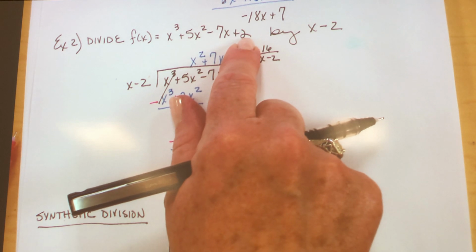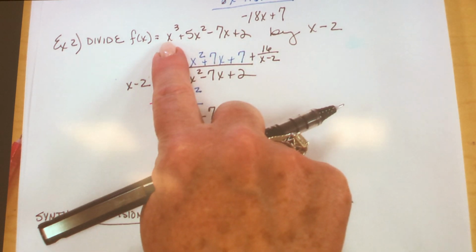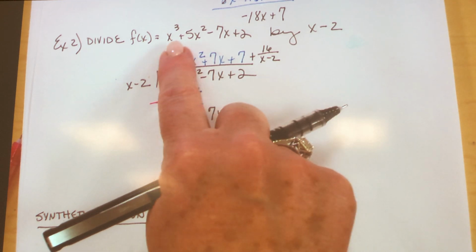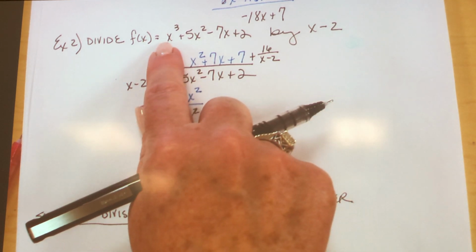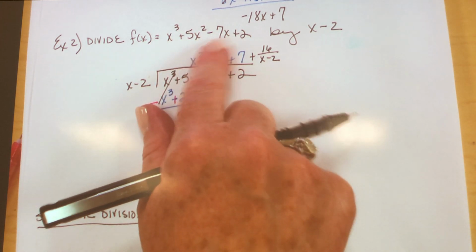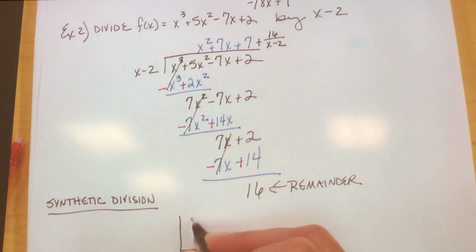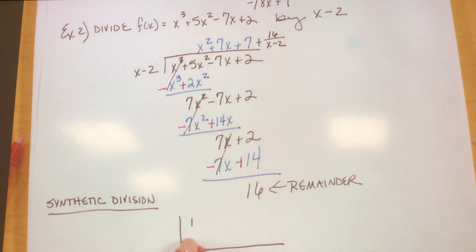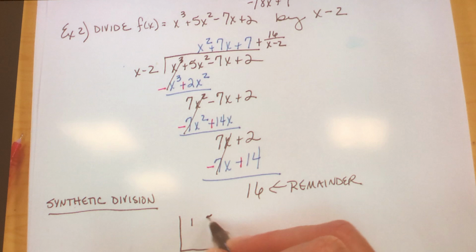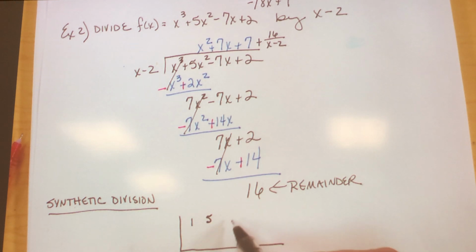Did we call it synthetic substitution because we had to put in the powers? Okay, that's exactly right. So now we're going to write down its coefficients. 1, 5, negative 7, 2. 1, and leave a space. Leave one line on the porch. 1, 5, what goes next? Negative 7 and 2. Very good.